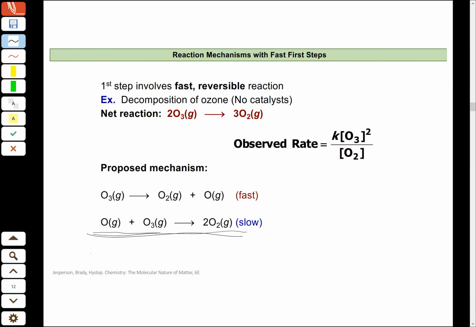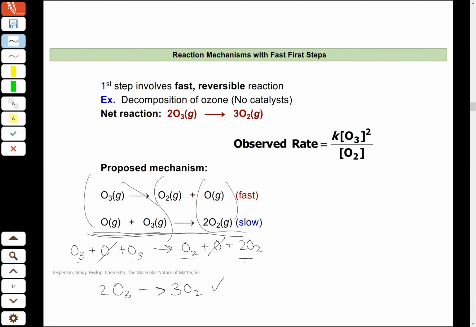That this adds up to our overall reaction. If I add up just my products, I'd have O3 plus O plus O3, forming O2 plus O plus 2O2. Again, I'm just taking all of my products and adding them up on one side of my arrow and all my reactants on the other. And then I can cancel out anything that I see on both sides, and that's my O on its own. And so my overall is going to be O3, and I've got 2 of them, 1, 2, forming 1 plus 2, 3, O2. So great. At least that matches up.